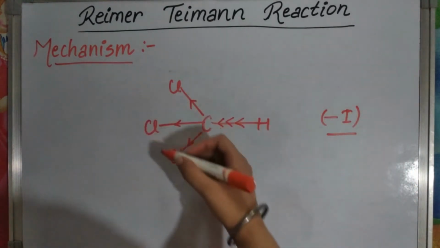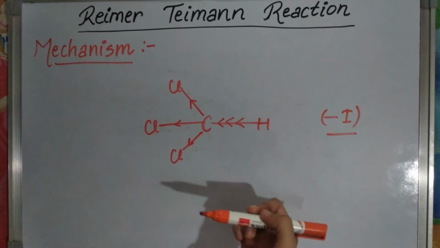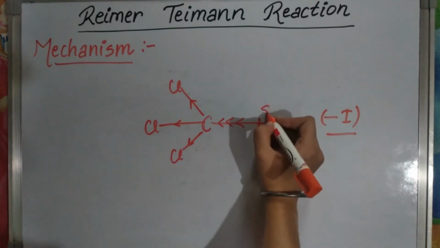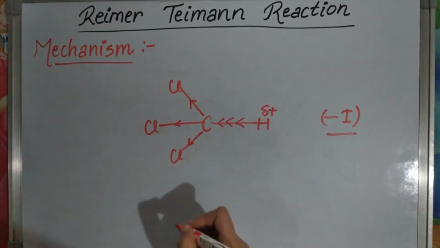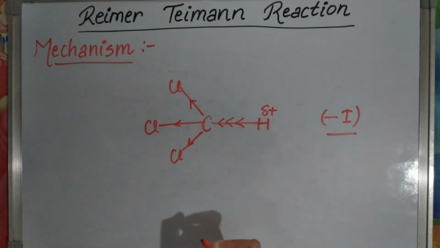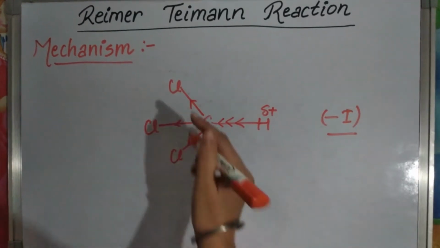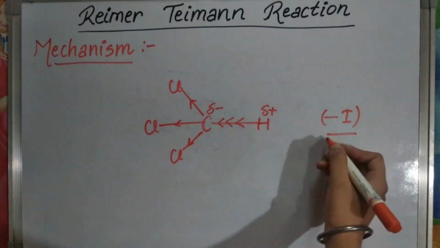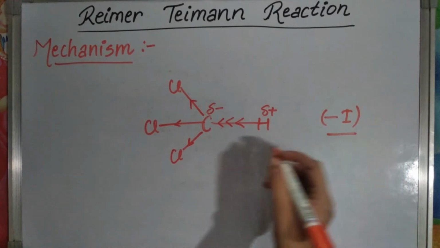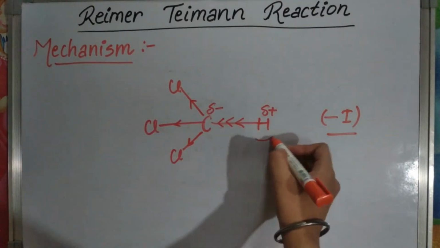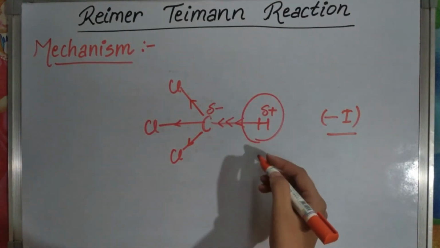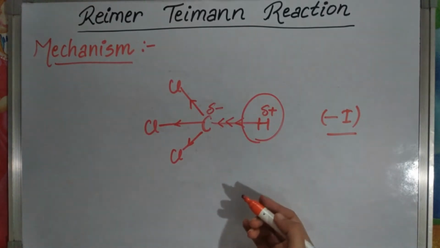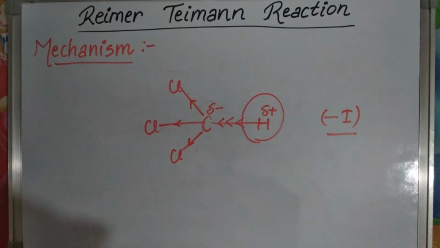So due to this electron transfer, what will happen? Hydrogen will attain a partial positive charge, and the chlorine atoms and the carbon atom will attain a partial negative charge, right? This is because of the minus I effect. Due to this minus I effect, the hydrogen of chloroform will become acidic. So we can say that chloroform has an acidic hydrogen. This will be used in the reaction.